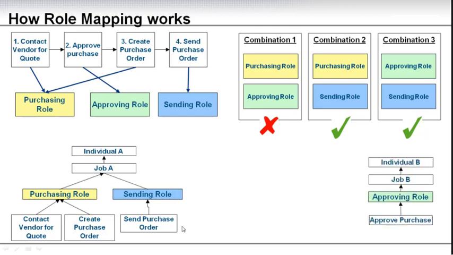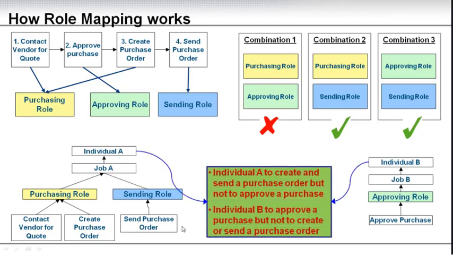Then you have an individual B, which will be the approving role. That person will only be assigned to the job of approving purchase orders. In this scenario, individual A will do the groundwork and individual B will do the approval. So you have divided the process into two job functions, and there's no conflict. One is creating the purchase order, and a separate person is approving it. That is the business control you want to have.